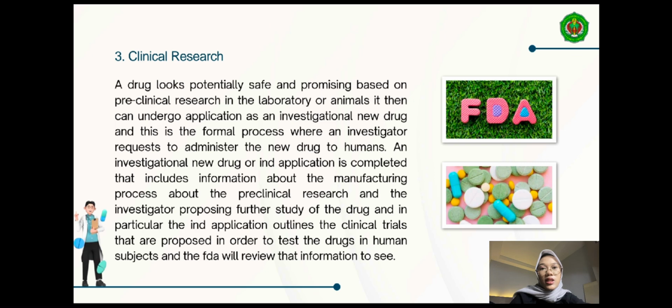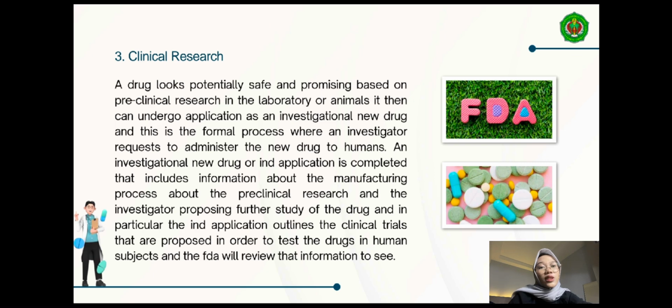And the third is clinical research. A drug looks potentially safe and promising based on preclinical research in the laboratory or animals. It then can undergo application as an investigational drug, and this is the formal process where an investigator requests to administer the new drug to humans. An investigational new drug application is completed that includes information about the manufacturing process, about the preclinical research, and the investigator proposing further study of the drug.